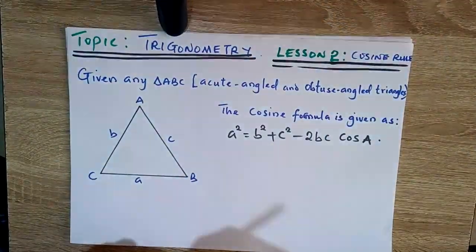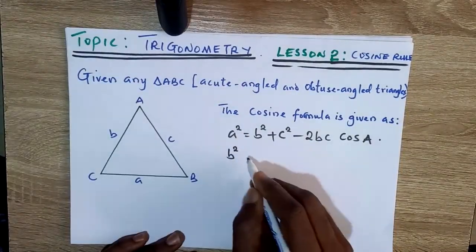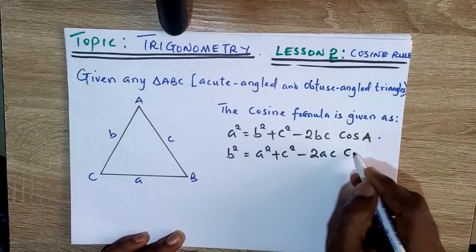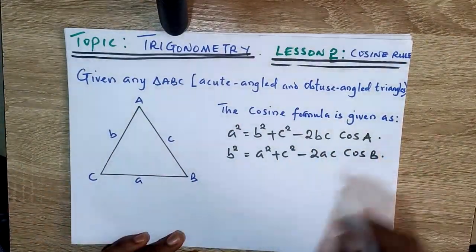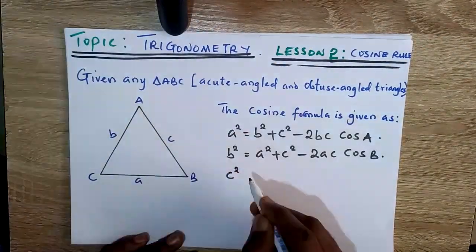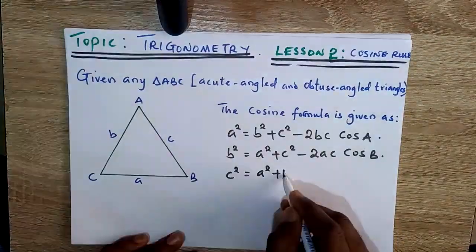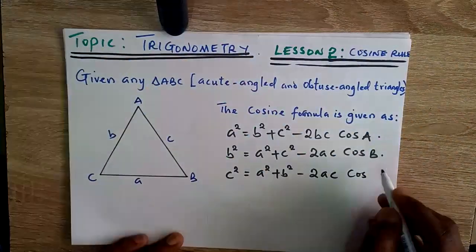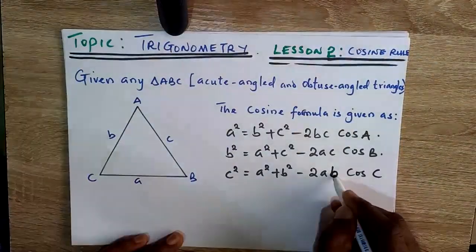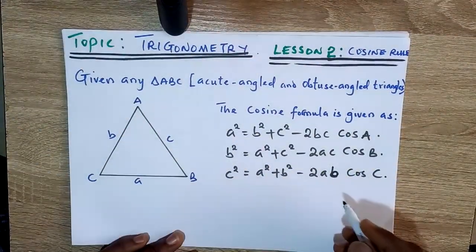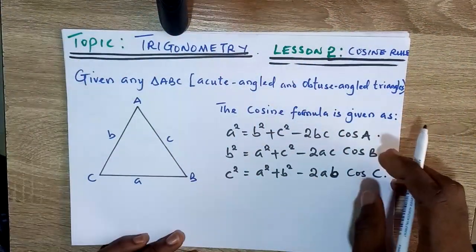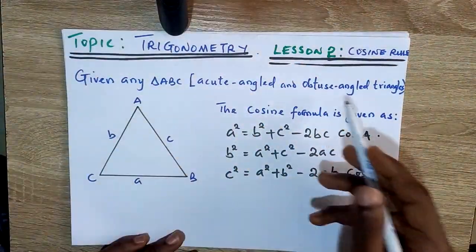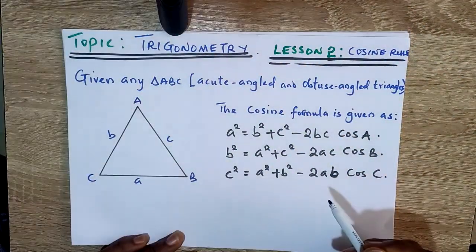Also, if we want to compute the value of side b, we have that b squared is equal to a squared plus c squared minus 2ac cos of the angle at B. And to find the side c, we have that c squared is equal to a squared plus b squared minus 2ab cos of the angle at C. So we can use these equations to calculate the sides of an acute or obtuse angle triangle using the cosine formula.